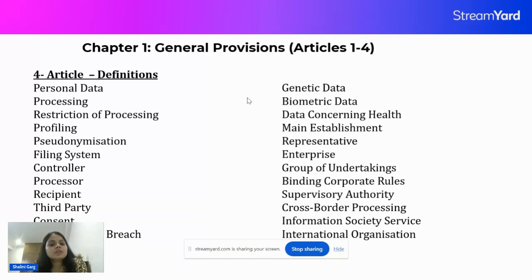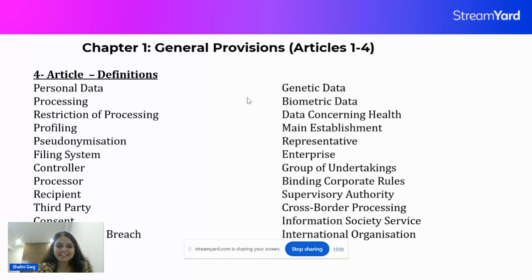Now the processor. Any entity processing personal data on behalf of the controller. So basically, the controller hires a processor, or takes help of some other company or person to do their work. The controller only determines how to execute transactions with the data or how to do the work. So the processor has to do the work according to the instructions of the controller. Any entity processing the personal data on behalf of the controller is known as a processor.